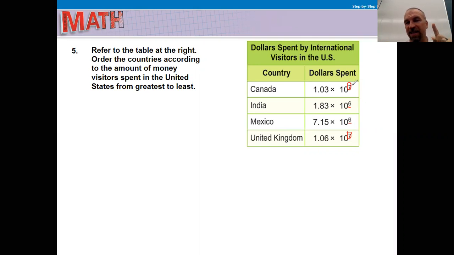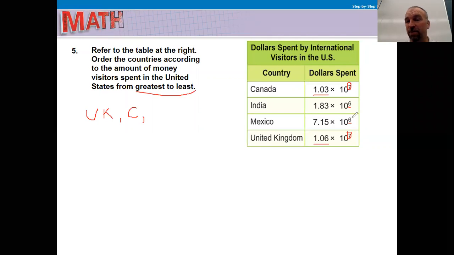But now since these two are tied, the 7th and the 7th, now I'll break that tie using the decimal number. Which decimal number is larger? Canada's 1.03 or the United Kingdom's 1.06. Obviously 1.06 is larger. So if I want to go from greatest to least, biggest to smallest, United Kingdom is first, and then Canada. So I looked at the exponent first, and then broke the tie using the decimals.